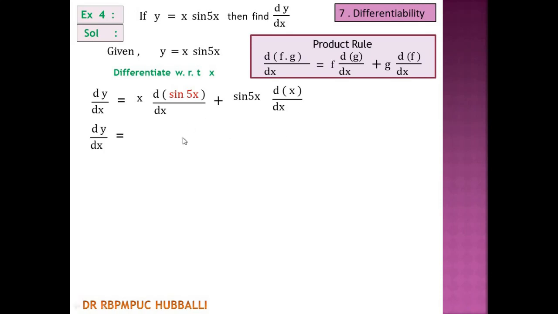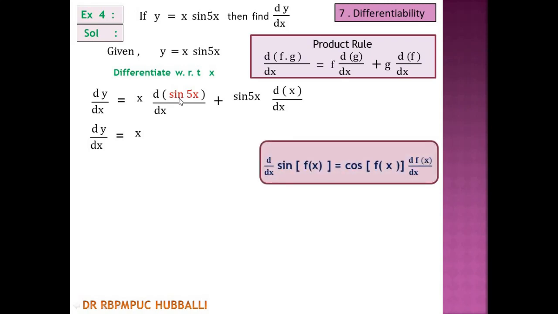Next, writing the derivative, dy by dx is equal to x as it is. You know the derivative of sin 5x. Now this is important: this function is a trigonometric composite. First we write the derivative for sine. The sine function derivative changes to cos, and we keep the variable f of x as it is. This is not x, this is 5x. Therefore 5x as it is, into d by dx of 5x, and its derivative is 5.